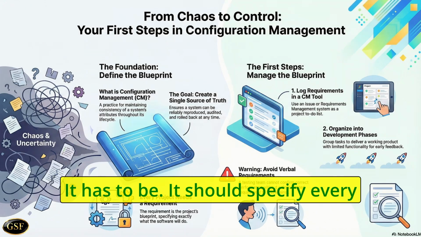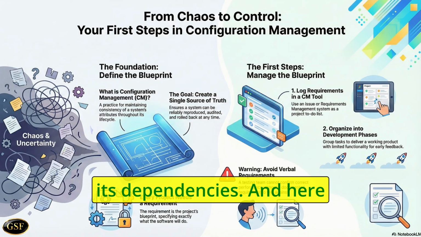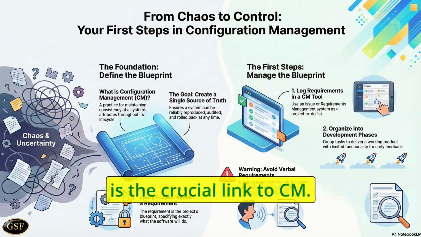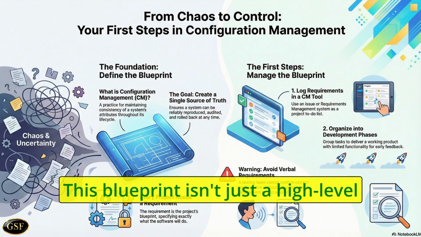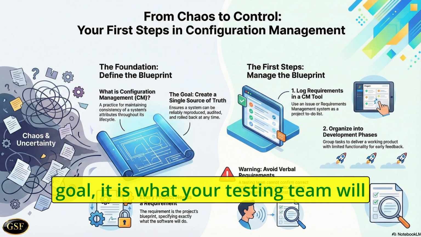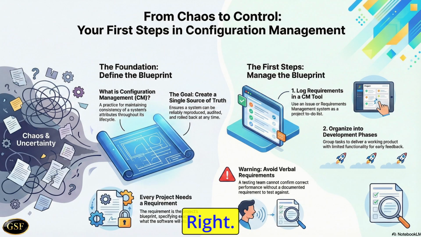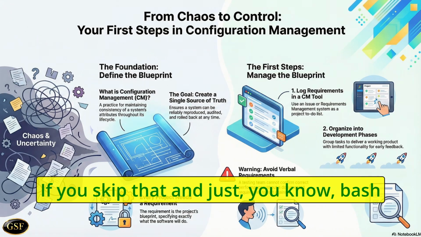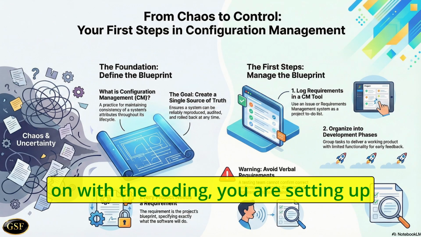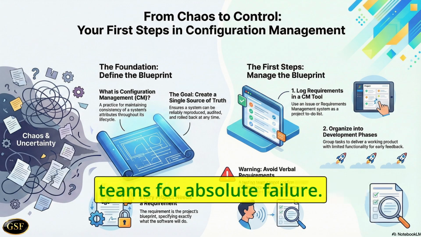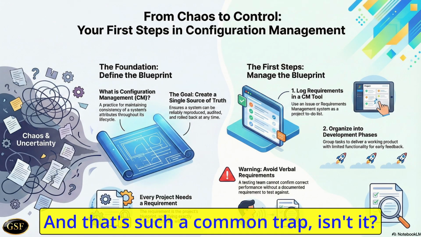It should specify every aspect of what the product will do, all its dependencies. And here's the crucial link to CM. This blueprint isn't just a high-level goal. It is what your testing team will use later to confirm the product performs correctly. Right. If you skip that and just bash on with the coding, you are setting up your testing and QA teams for absolute failure. And that's such a common trap, isn't it?